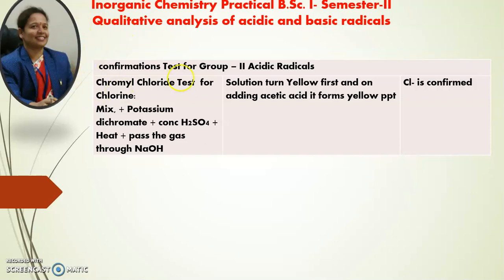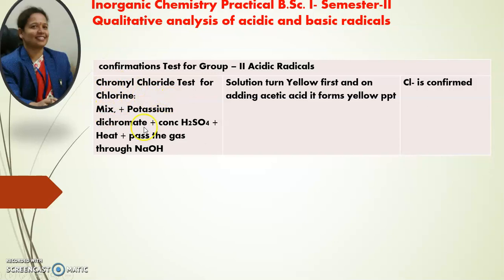Now what is this test? Take a mixture, add potassium dichromate to it, add a few drops of concentrated H2SO4, heat this mixture and pass the gas through NaOH. This NaOH solution turns yellow, and when you add acetic acid to it, it forms a yellow precipitate. This confirms the presence of the Cl negative acidic radical. So which is the confirmative test of Cl negative? It is the chromyl chloride test for chloride ion, not chlorine, for chloride ion.